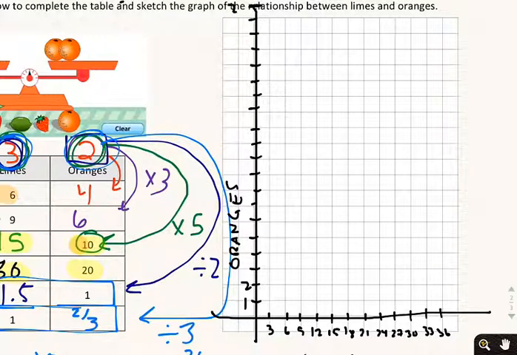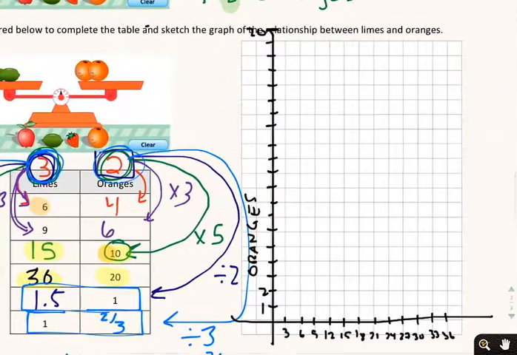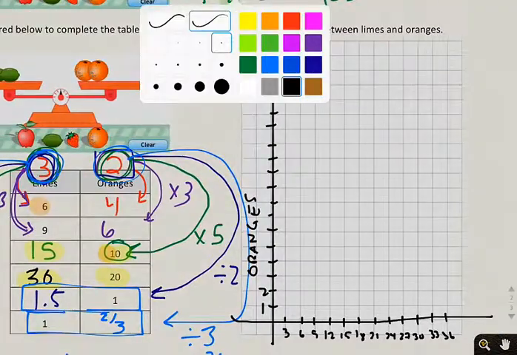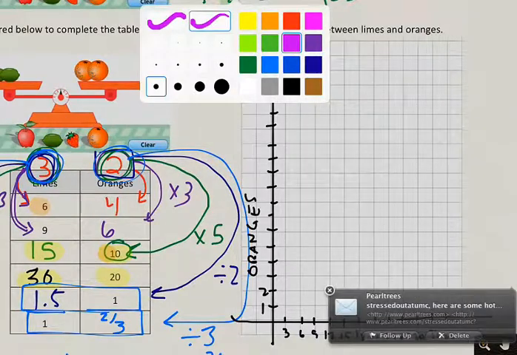We should make 20 about right there. All right, so now let's go ahead and graph these pairs. I'll graph mine in purple. All right, so the first one is 6 limes to 4 oranges. So 6 limes, 4 oranges.